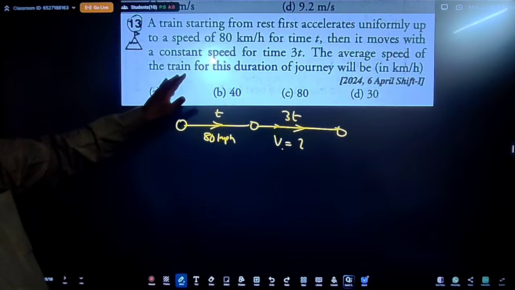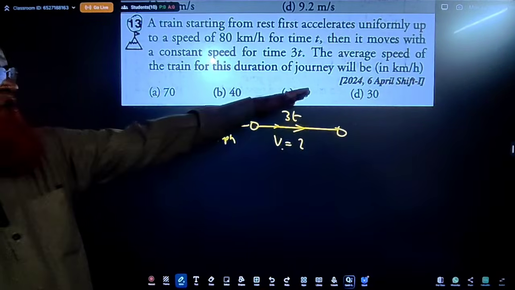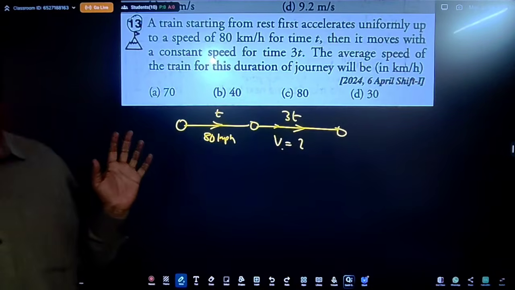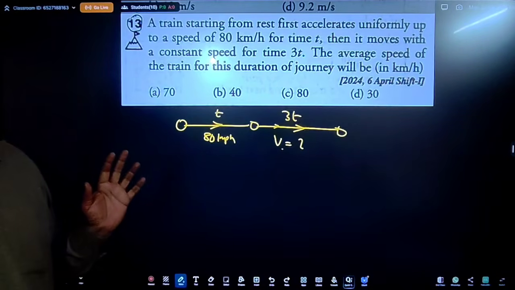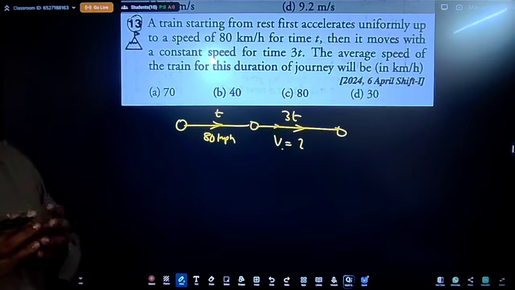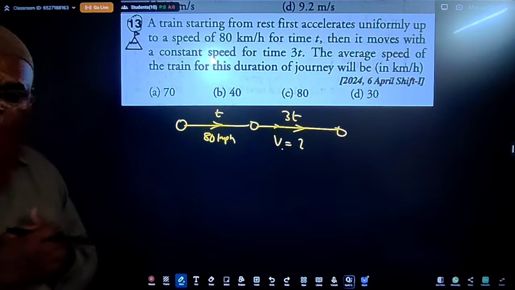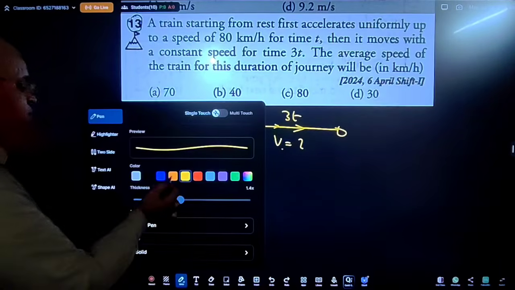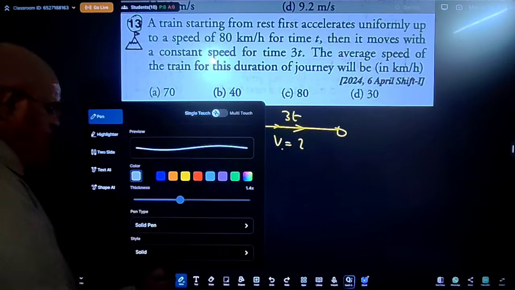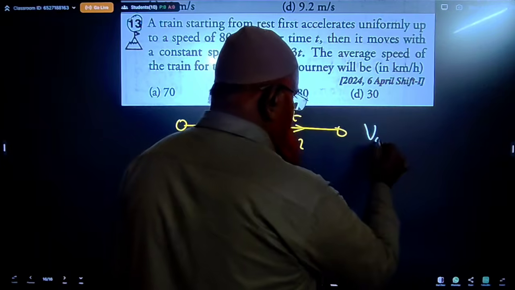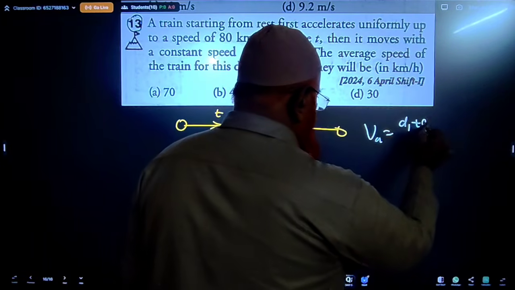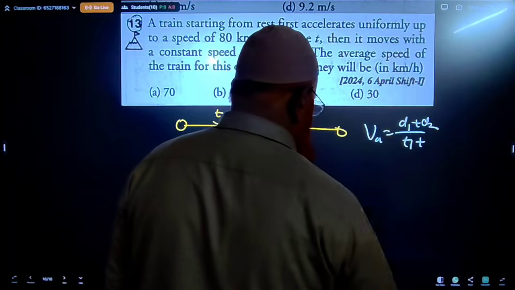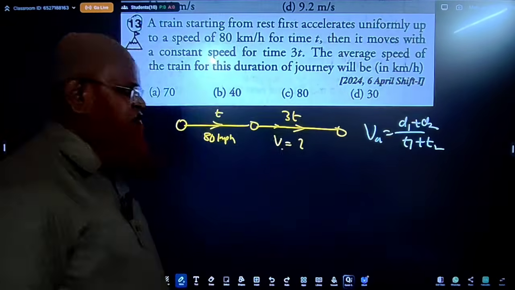The average speed of the train for this duration of the journey. By seeing this, you will get confused 100%. But the simple logic, the basic knowledge, will work here. What basic knowledge is required to solve the problem? To solve the problem, you should know that V average is nothing but D1 plus D2 divided by T1 plus T2. This is the basic formula.